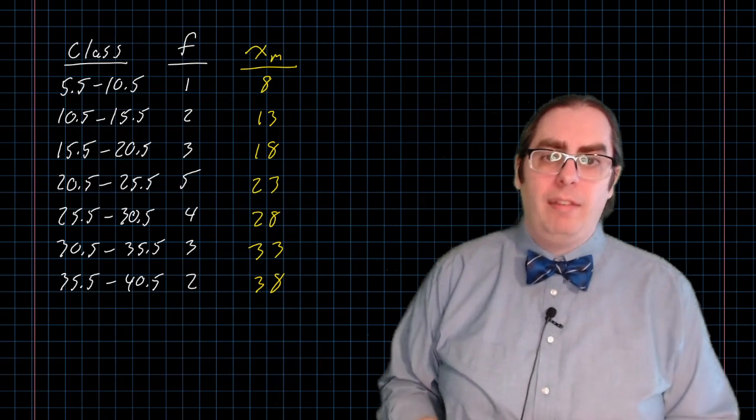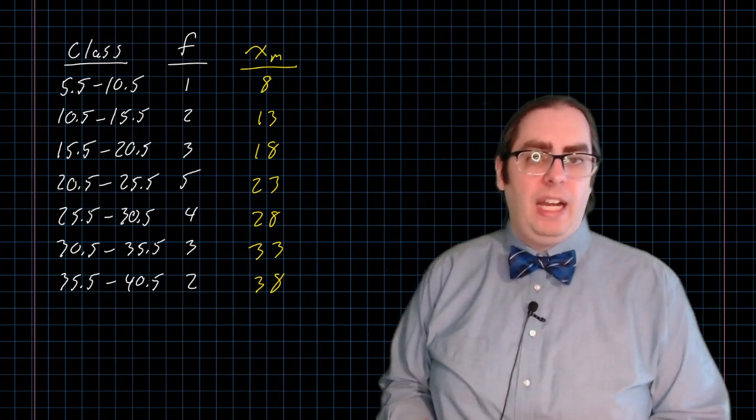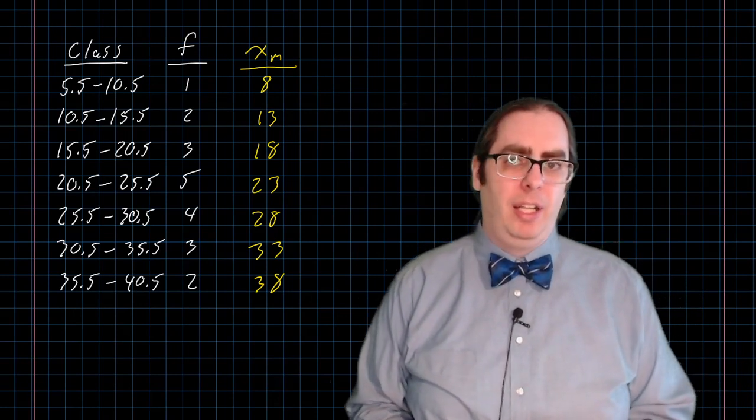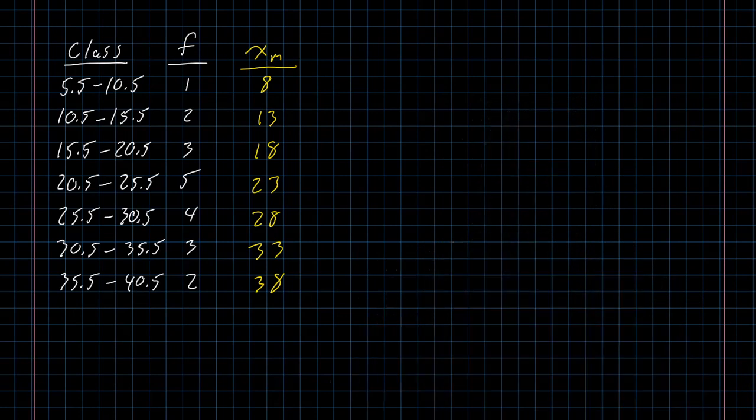I'm still going to have to worry about subtotals if I use the shortcut method, but at least I have to go through the table a fewer number of times, and that'll make life a little bit easier on me. So that's why that's the approach I'm going to take here. I know that I need all of my xm's, all of my midpoints for each of the classes. I know that for the shortcut formula, I also need to take each of those and square them.